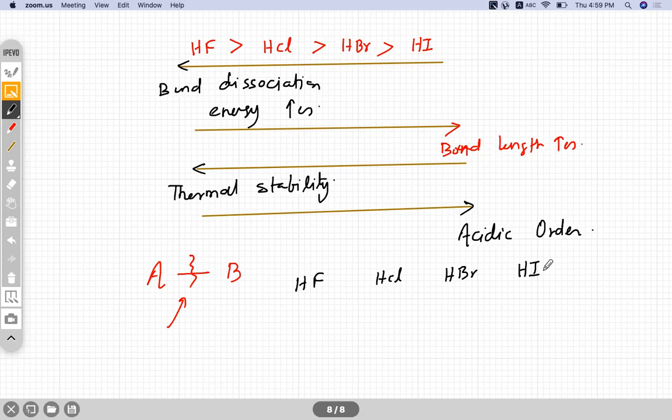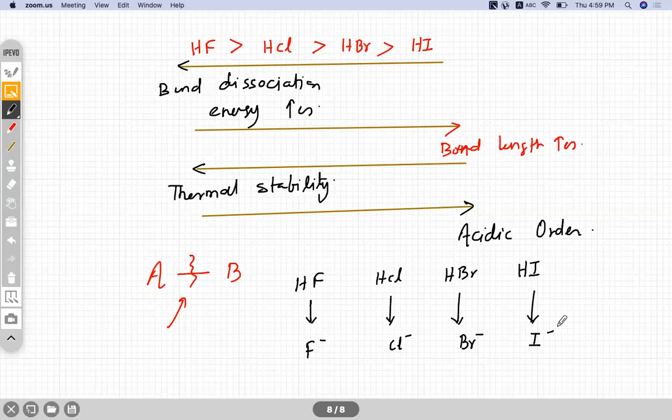Okay. So in GOC, I have discussed this concept that acidity is nothing but the tendency of losing H plus ion. So you will get F minus, the conjugate base. And I hope you won't ask me what is conjugate base. If you do not know, you can ask me. But I guess you know this. What is conjugate base? Correct? Yeah. So these are the conjugate bases we get.